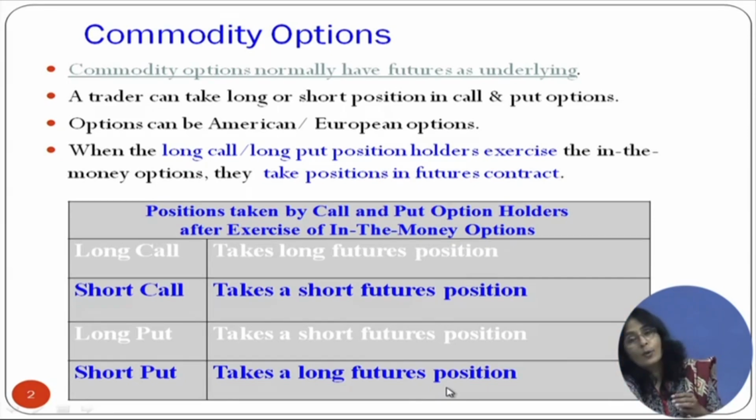So once the option contract expires, nobody will be holding an option contract. So long call, short call, long put, short put position holders now will have either long futures or short futures, depending upon what position they had taken earlier. So this is all about commodity options.